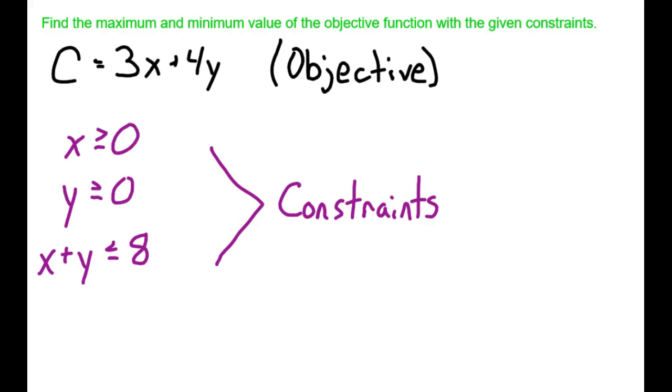So the last example, find the maximum and minimum value of the objective function with the given constraints. So we have c equals 3x plus 4y. That's our objective function, the function we're trying to maximize and minimize. And then we have the linear inequalities. X is greater than or equal to 0. Y is greater than or equal to 0. And x plus y is less than or equal to 8. Those are the constraints. They create the feasible region.